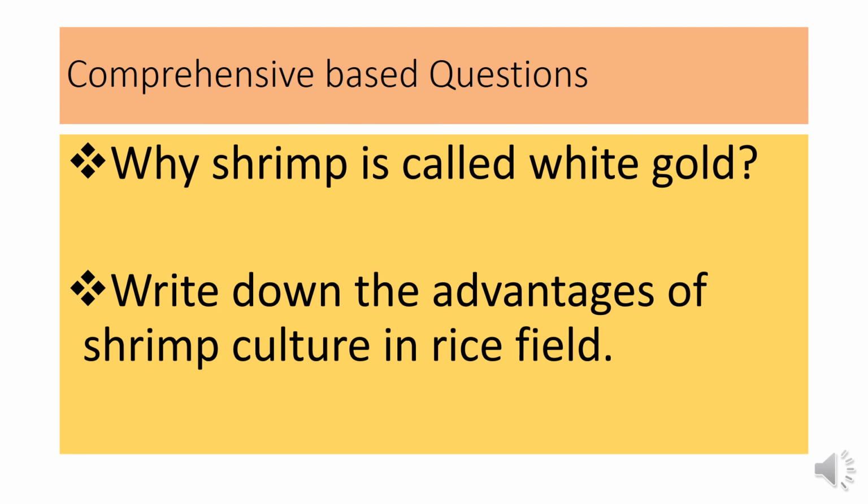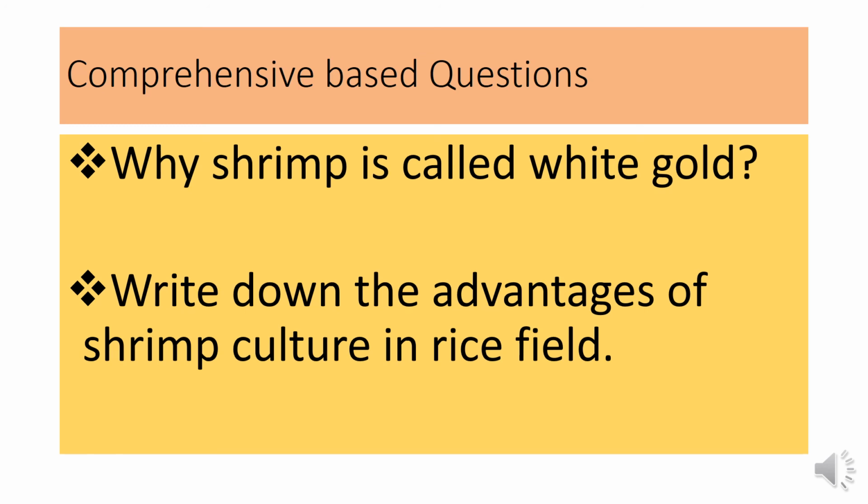Here you can see another comprehensive-based question, that is, why is shrimp called white gold? Mainly the answer to this question is similar to the previous question, that is, what is the economic importance of shrimp. Mainly shrimp is the most popular among all fishes, and the demand for shrimp is high in the local market and abroad. Mainly 7.8% of export income comes from shrimp, and the color of Golda shrimp is whitest, and for all of these reasons shrimp is called white gold.